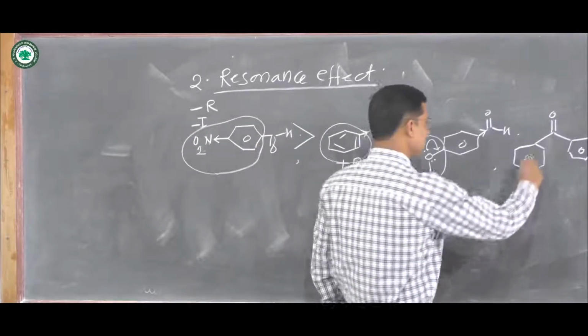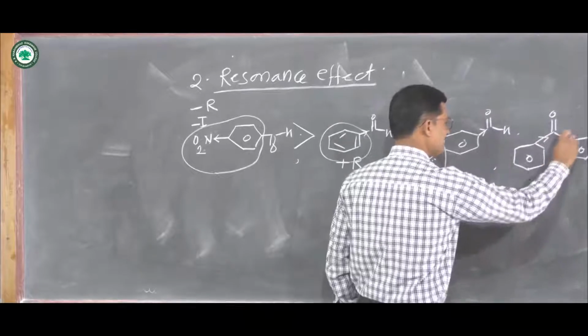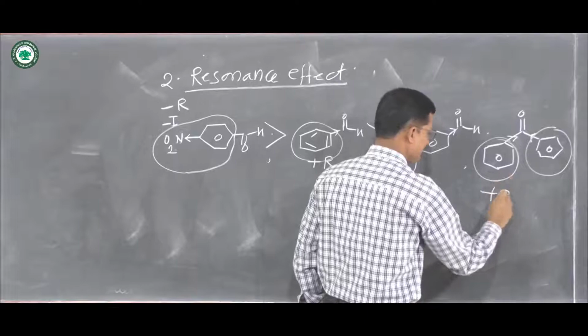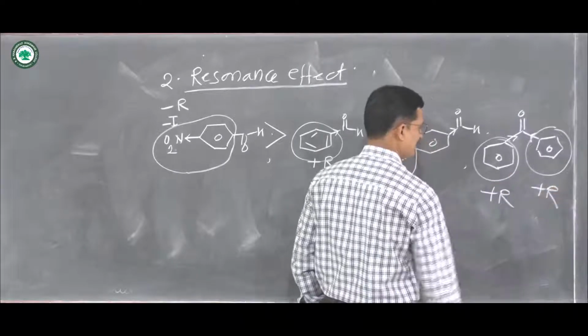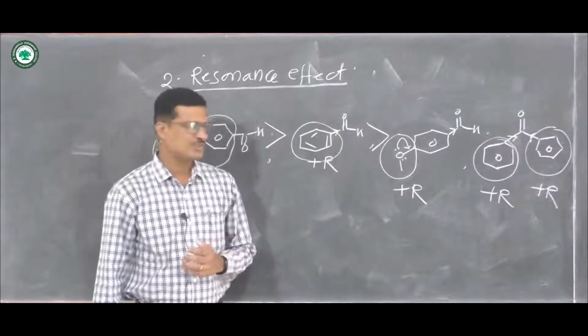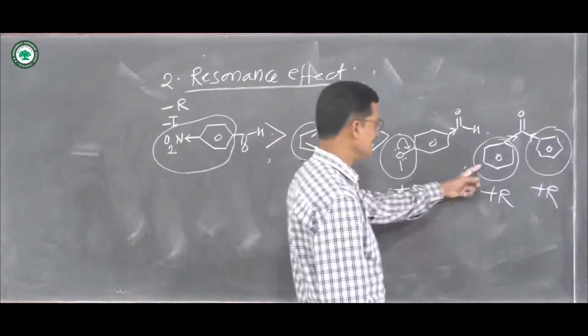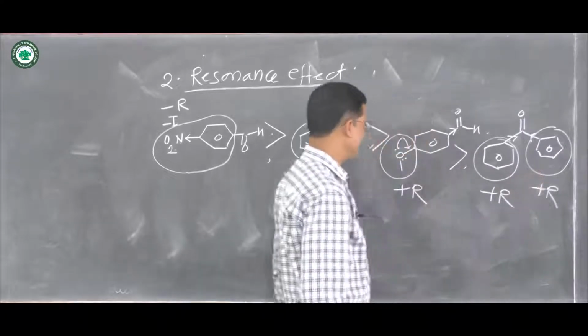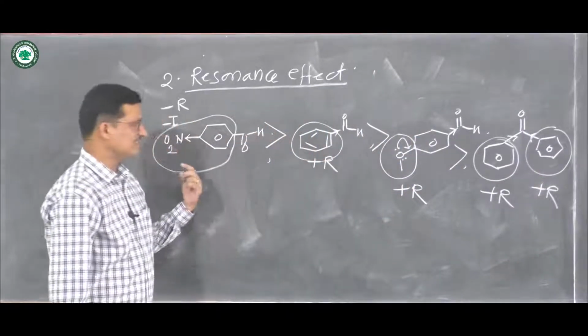But when we take the example of the last one, there are two ring systems. This ring gives the plus R effect, and this ring gives the plus R effect. So in the last case the electron donating resonance effect is more and more due to these two ring systems, and that's why this compound has less reactivity compared to all these three compounds.